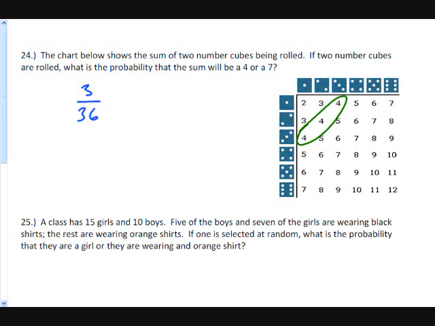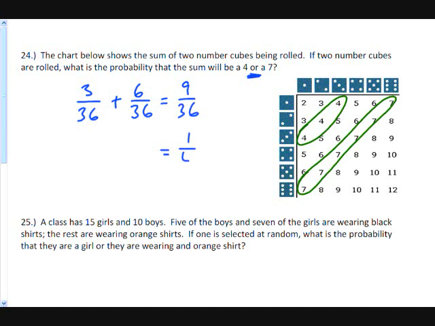For a 7, if I look at the 7s, here are the 7s. I want 4 or 7. It looks like there's 1, 2, 3, 4, 5, 6 ways that can happen. So it's 6 out of 36 total options. And this is an or. Or means we add. So I'm going to add these together. So 3 over 36 plus 6 over 36 is 9 over 36, which of course reduces to 1/4. So the probability of a sum of 4 or 7 is 1/4.